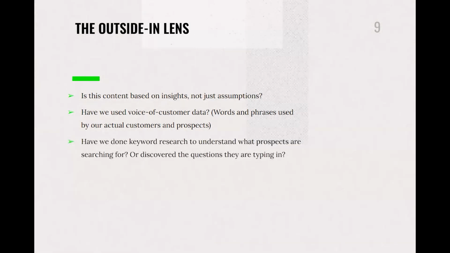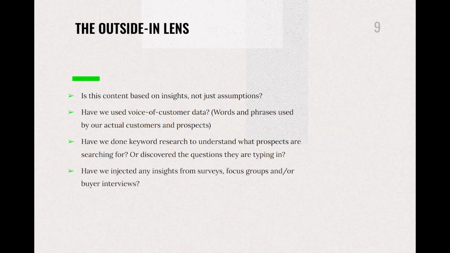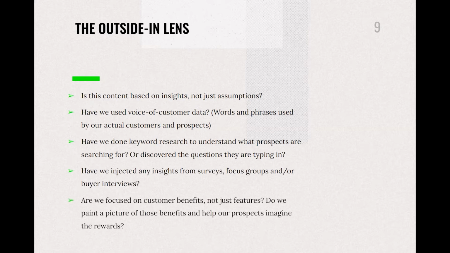Have we done any keyword research to understand what prospects are searching for or the questions they're typing in? So again, this isn't usually a copywriter's job, but it's a copywriter's job to ask, is there keyword research? Is there any data there that we can use? Any voice of customer data? And as I said, have we injected any of those insights from the interviews and surveys? And a key one here is, are we really focused on customer benefits, not just features?